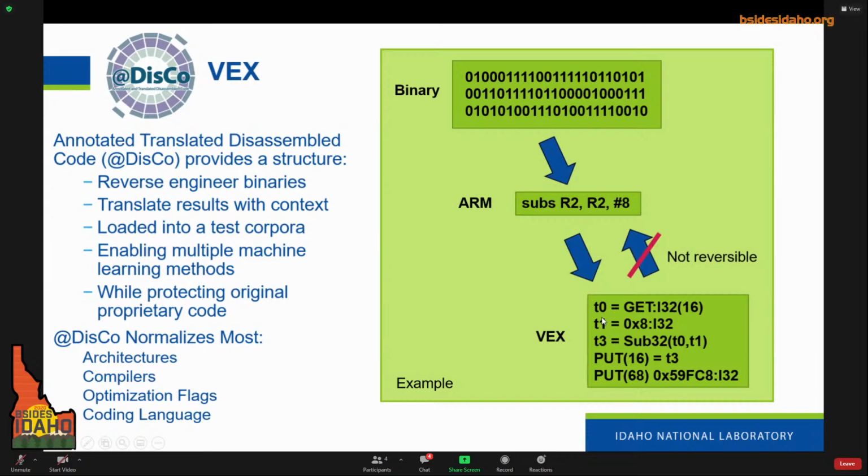The other benefit of @DISCO is that it protects people's intellectual property. People get extremely nervous when you're reverse engineering. They don't want you stealing their IP. But you can't get from VEX all the way back up to that binary. VEX is not executable. It requires a heck of a lot of work, so it just is not going to happen.